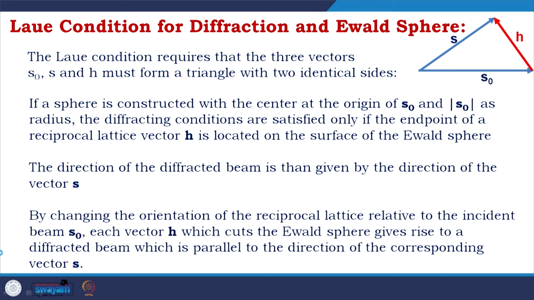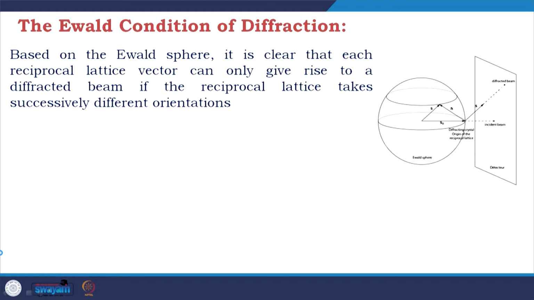Now, by changing the orientation of the reciprocal lattice relative to the incident beam S0, each vector H which cuts the Ewald sphere gives rise to a diffracted beam. So, only if it cuts the Ewald sphere, that would give rise to a diffracted beam which is parallel to the direction of the corresponding vector S. So, if you see here, you will see S0 and H and how they form the triangle.